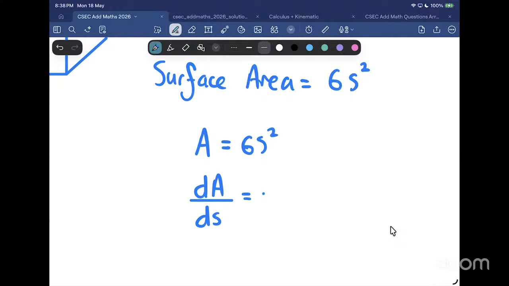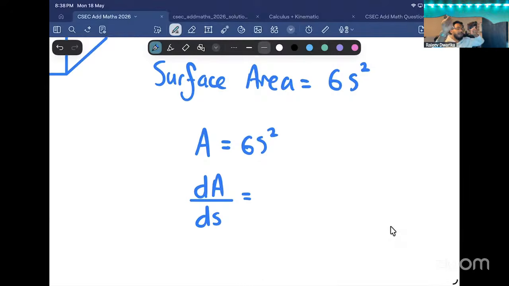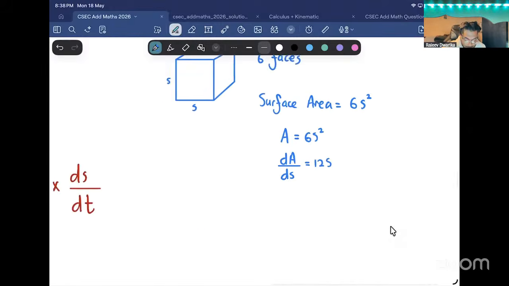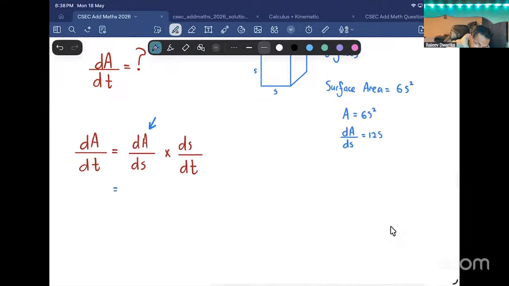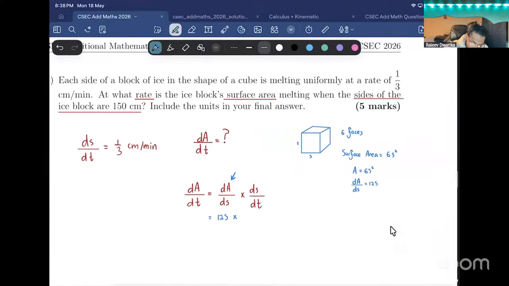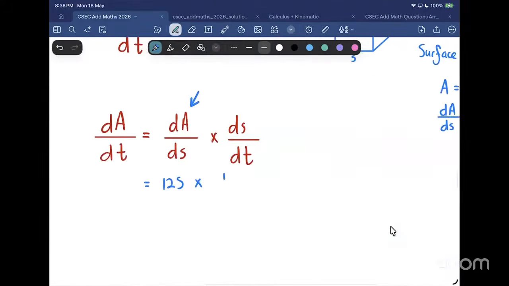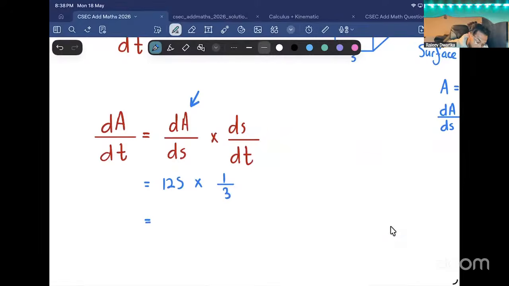Okay, so that'll just be 6S. No. When you're differentiating, you multiply by the power and you subtract 1 from the power. Oh, I forgot that. Sorry. So 12S. Good, because 2 minus 1 will just be 1. So the DA/DS is going to be 12s. And I know that the SDT is 1 over 3. Again, they said melting, so it's implied that it is a reduction. It's implied that it's negative.